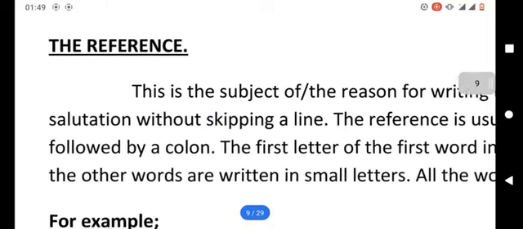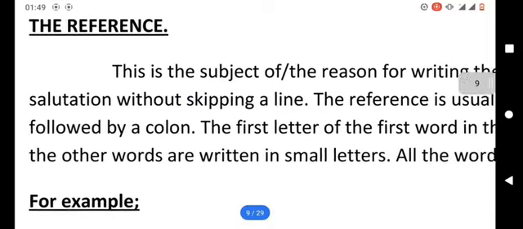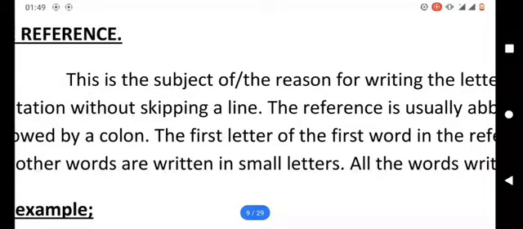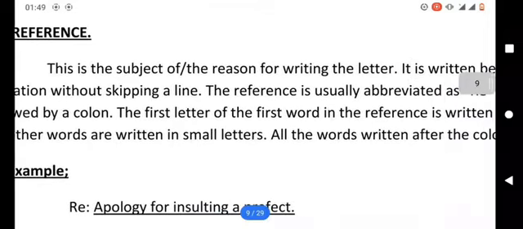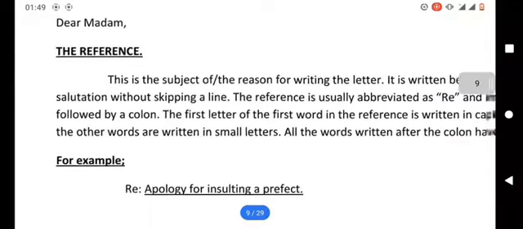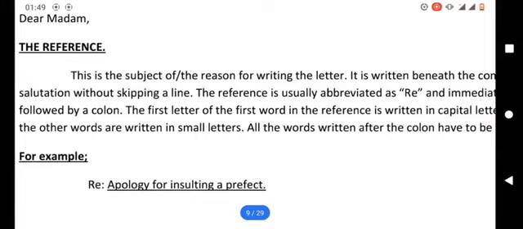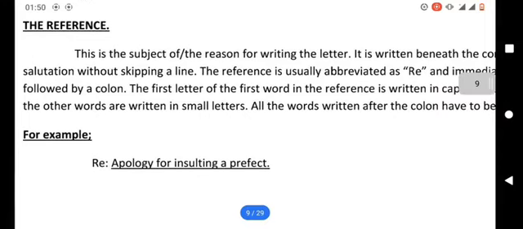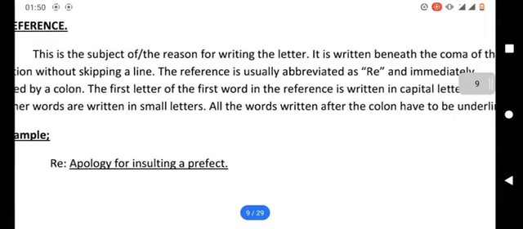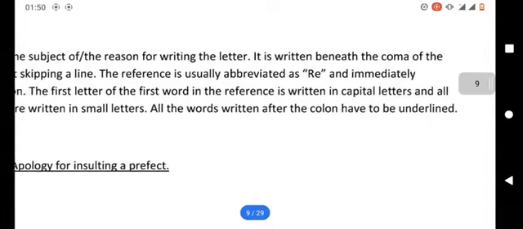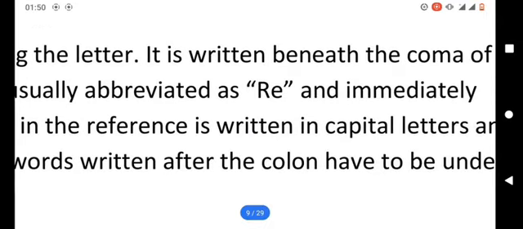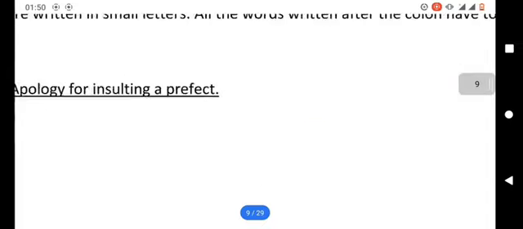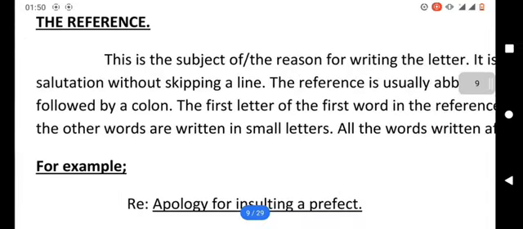Then from there we move to what we call the reference. The reference, this is the subject or the reason why you are writing this letter. In this case, it is written after the salutation without skipping a line, and it is not written in full, but it is abbreviated as capital R small e. I think you can see it here, capital R small e, and immediately it is followed by a colon.